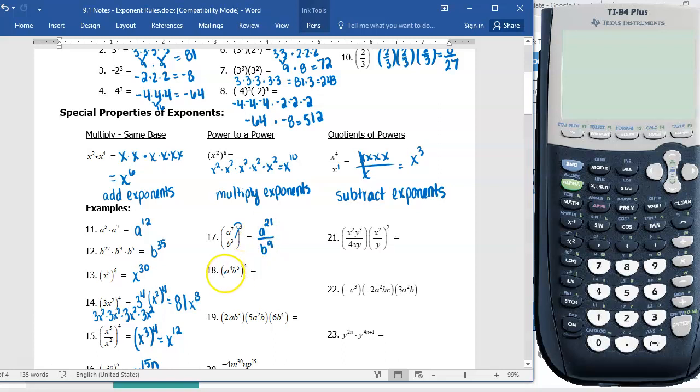Okay, for 18, this is a power to a power. I have to make sure I raise both of these to the 4th power. So I'll get a to the 16th, b to the 20th for that.